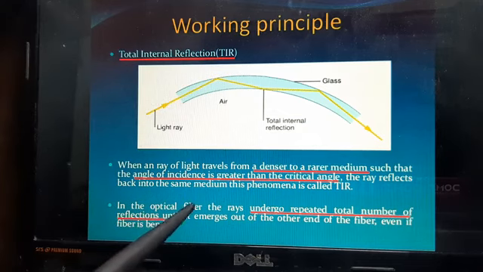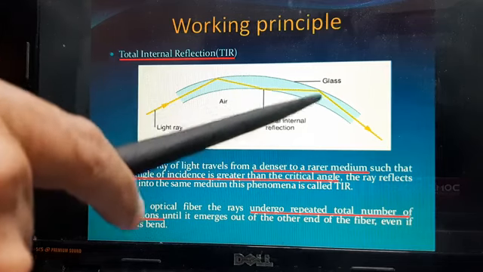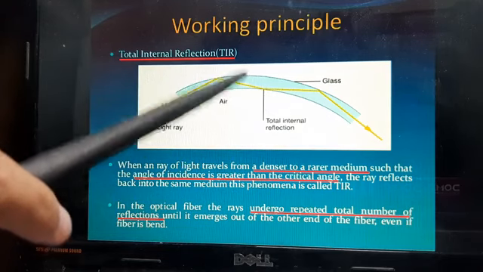And in the optical fiber, the ray undergoes repeated total internal reflections again and again, even if the fiber is bent. So it can travel through the fiber, whatever the shape of the fiber is.